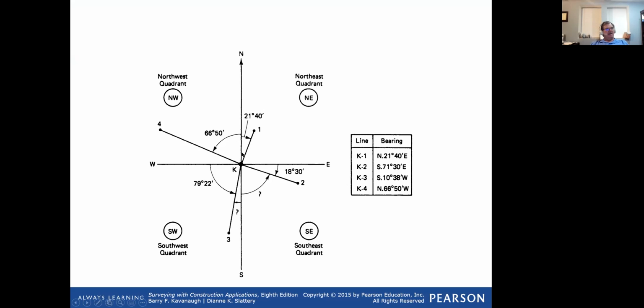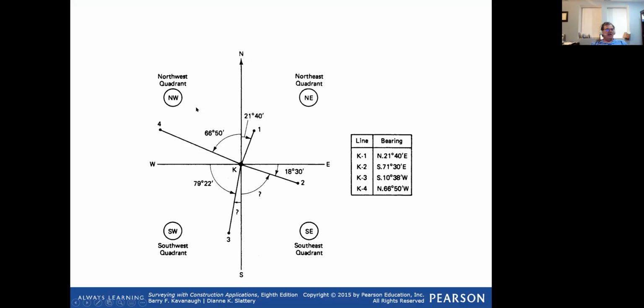A bearing, in this particular case here, from K to 1, is north 21 degrees 40 minutes east. And that's exactly what it tells us right here, the line from K to 1. K to 2, I said it references either north or south for bearings. K to 2 is south. And then you turn this way, and you actually would be turning 71 degrees 30 minutes to come up with this bearing.